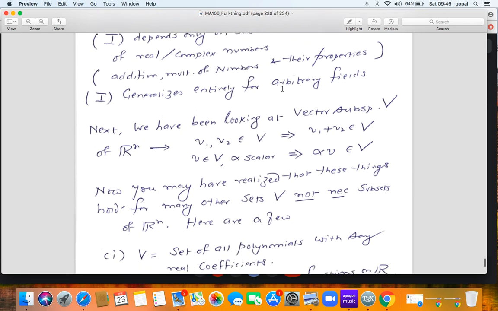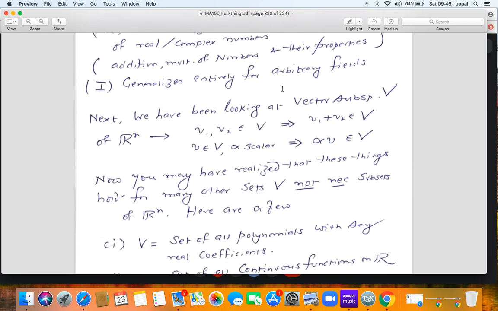Now let us look at what we've been doing. We've been looking at vector subspaces of Rn. What are the requirements? If V1 and V2 are in V, then V1 plus V2 should be in V, and if V is in V and alpha is a scalar, then alpha V must be in V. You may realize that these things hold for many other sets V, not necessarily subsets of Rn. For example, we want to add two things and multiply something by a real number. Now, the thing doesn't have to be a vector in Rn.